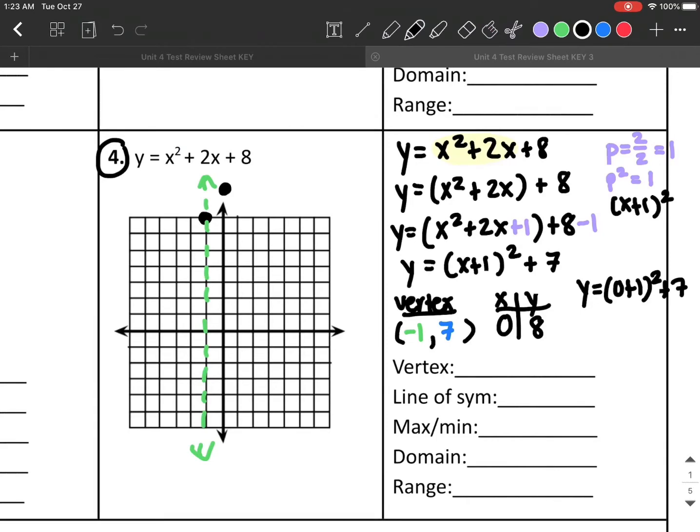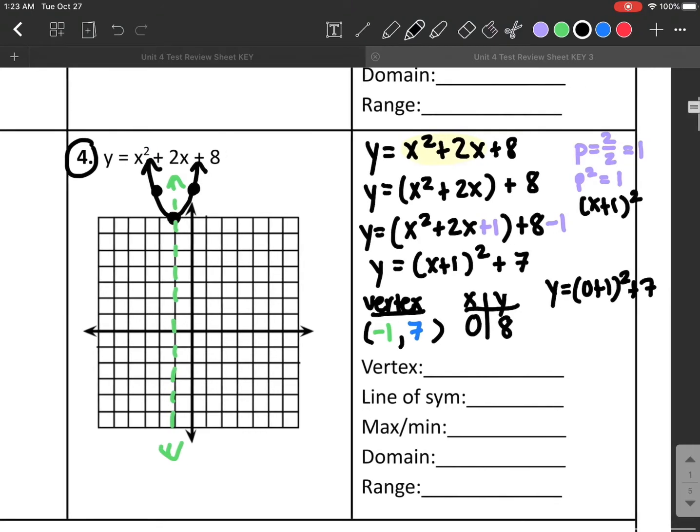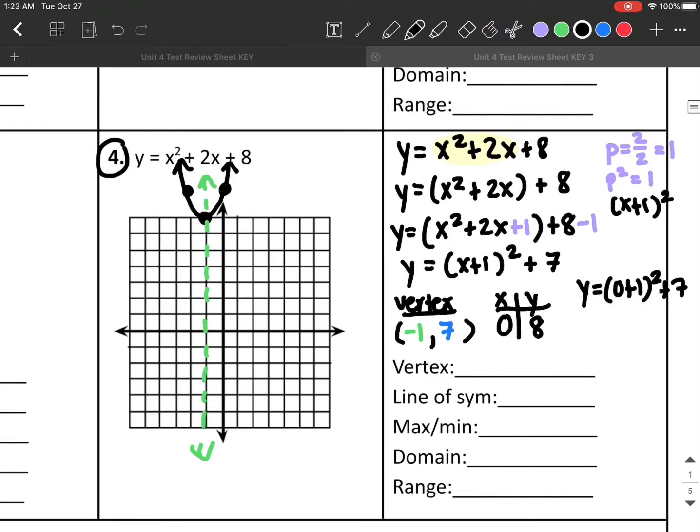And then on the other side, I know I can plot the point negative 2 comma 8. And then I connect these, and that's my parabola. The vertex of that equation I already found, it's negative 1 comma 7. The line of symmetry is x equals negative 1. The maximum or minimum value here, I have a minimum value, and that is going to be 7.